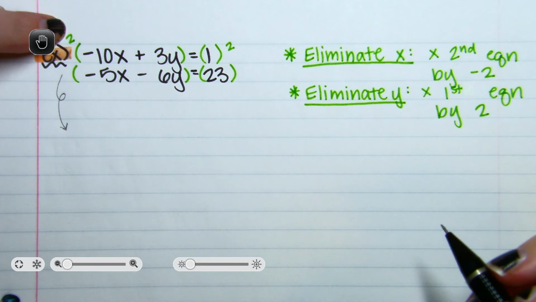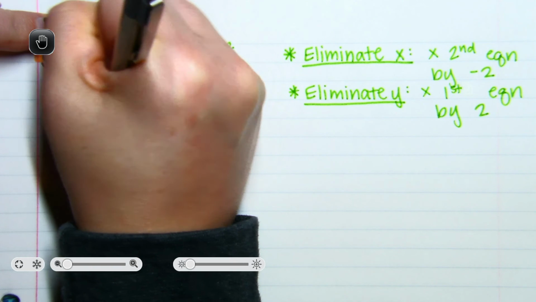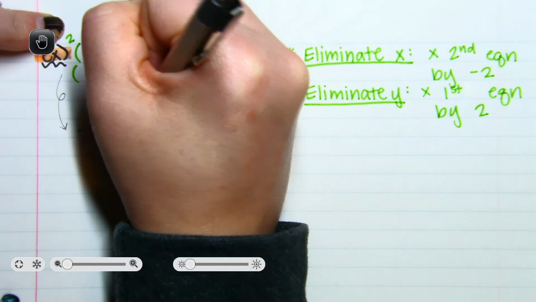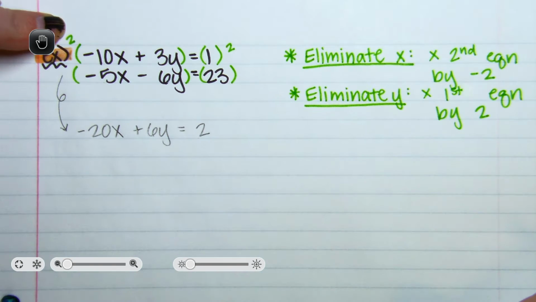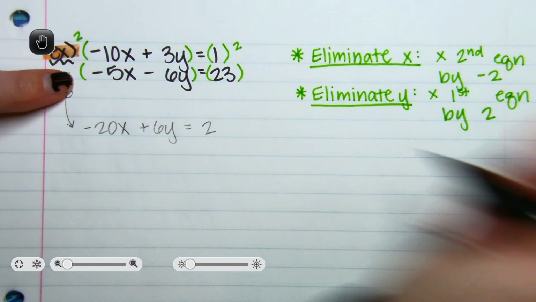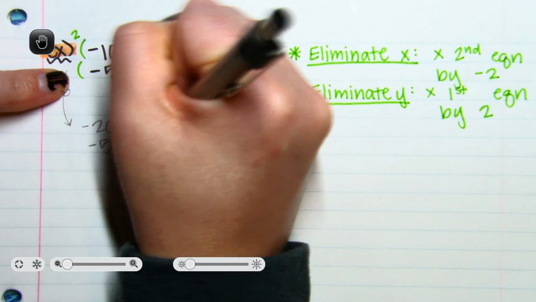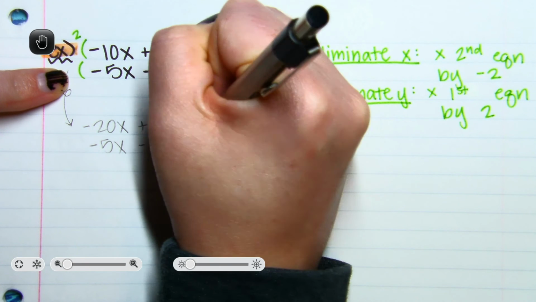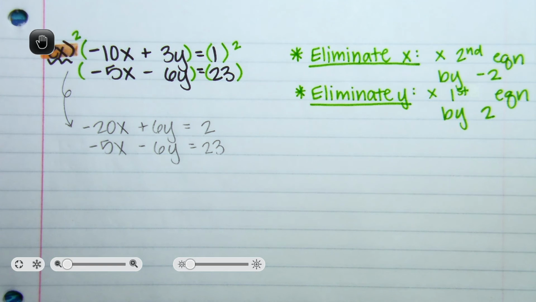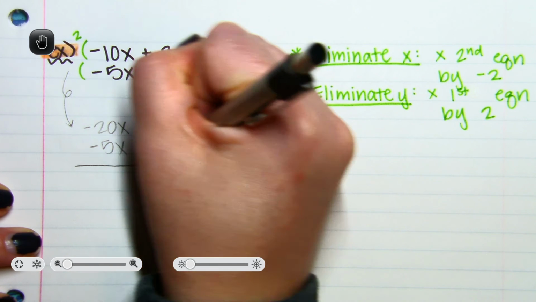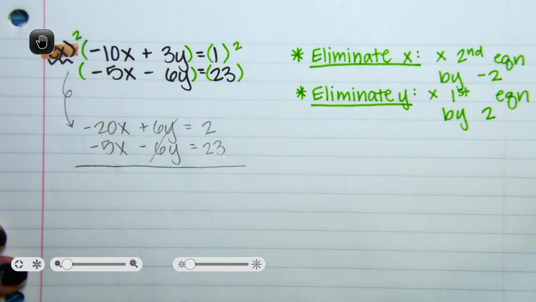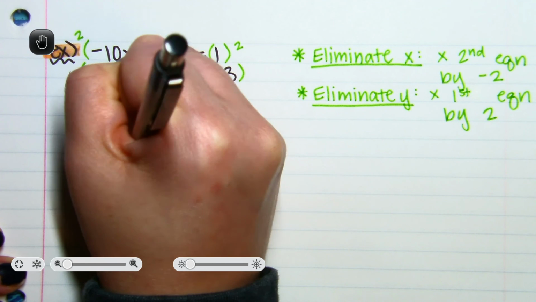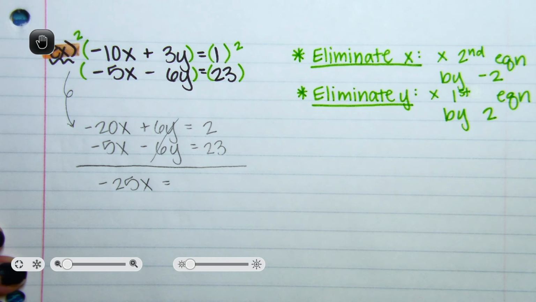So 2 times negative 10x is negative 20x. 2 times 3y is positive 6y. Equals 2 times 1 is 2. Second equation stays exactly the same. Now my y's are opposite, 6y and negative 6y. So I can go ahead and add these together. The y's will cancel out. And I'm left with negative 25x equals 25.